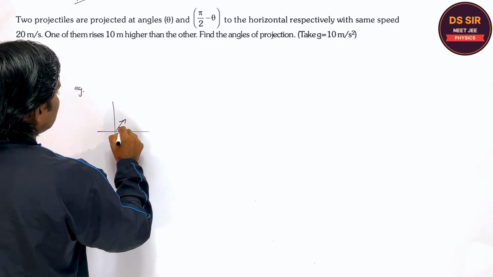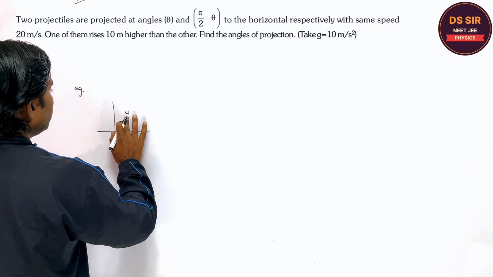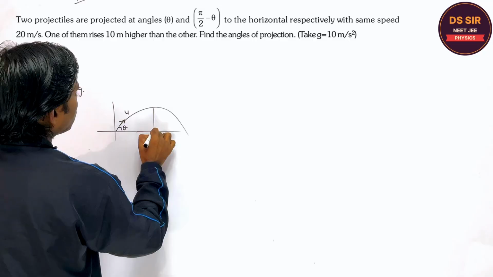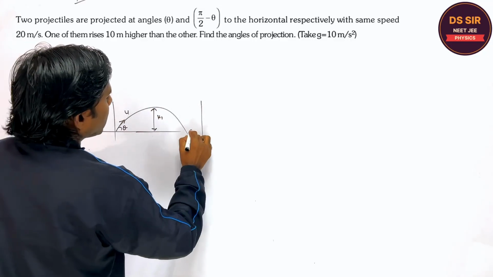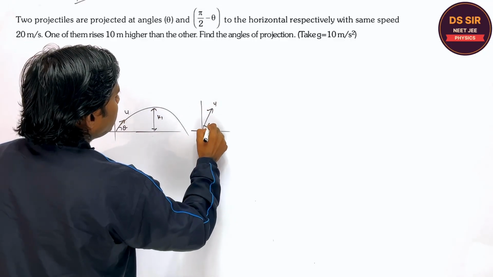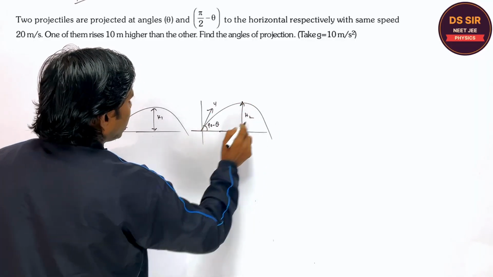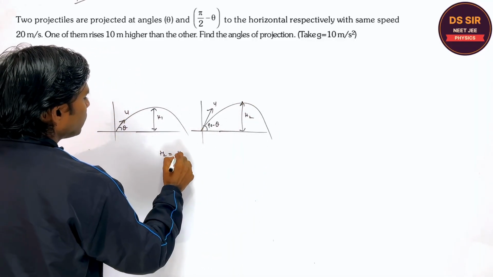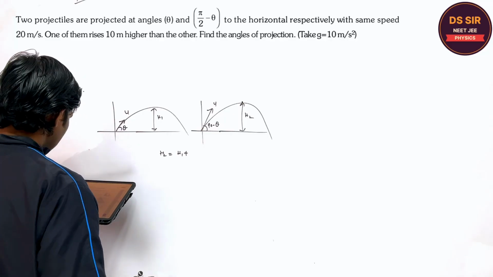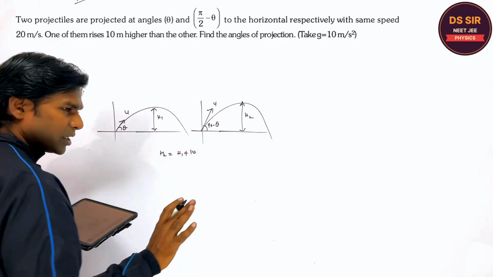Suppose this is the theta, right? The speed is 20 meter per second. Suppose it moved to the h1. Now the complementary angle, 90 minus theta, with the same speed, moves to the h2, and the h2 is h1 plus, right, how much? Say 10 meter. Is it clear or not?